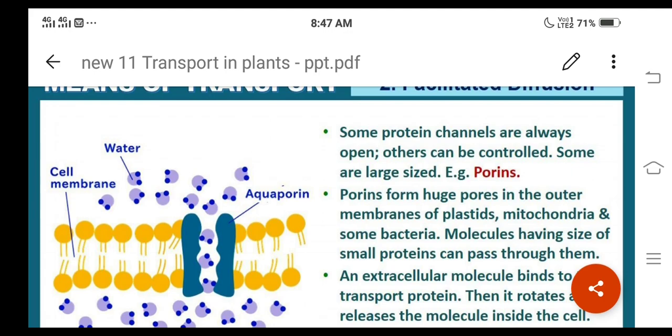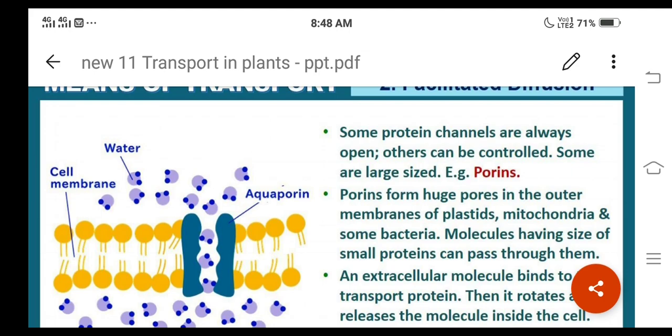Say for example porins. Porins are nothing but proteins which are present in the membrane. And here you can observe in the diagram, aquaporin, it is nothing but a protein, with water molecules at one side, and this is the cell membrane. Regarding the porins, porins will form huge pores in the outer membrane of plastids. We can give examples here where we can find the porins.